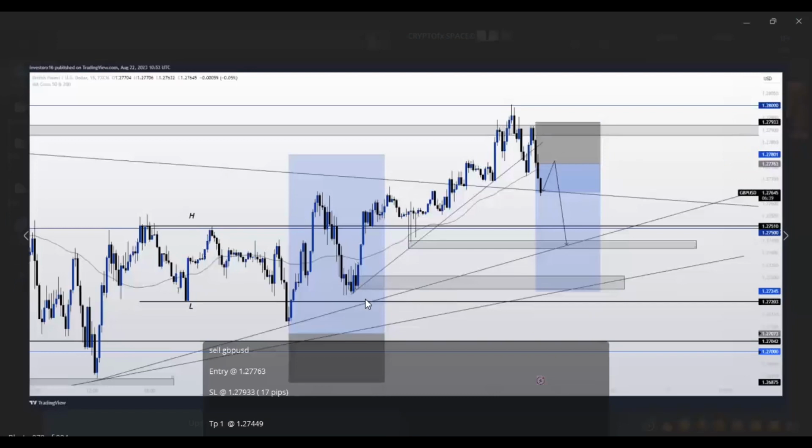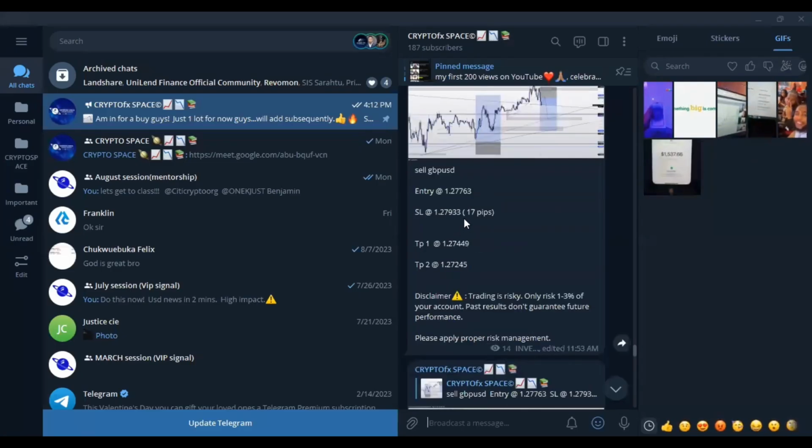So this was from the 15-minute time frame, of which I was able to figure out a sell signal to send out to the community. Now I was waiting for price to just come kiss this wick here, then sell off from that point. That was my initial analysis about the market for a sell. You can see that right there.